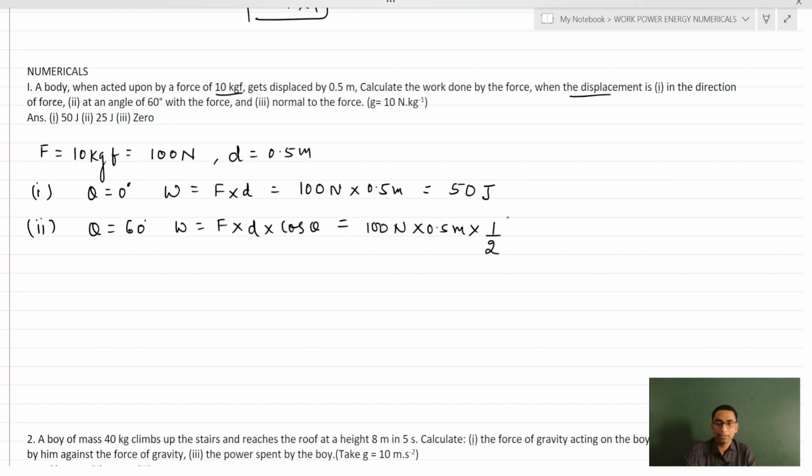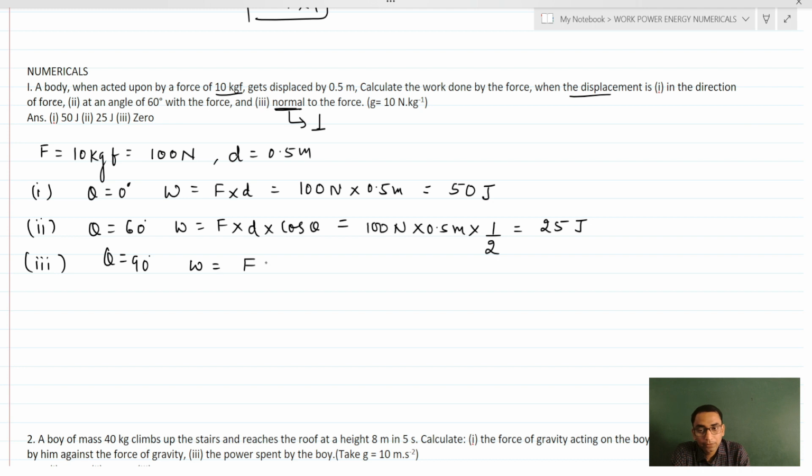Cos of 60 degree is half, right? So you will get your answer as 25 joules. The third says that when the force and displacement are normal to one another, normal means at an angle of 90 degree or perpendicular. So I should be saying that theta is 90 degree.